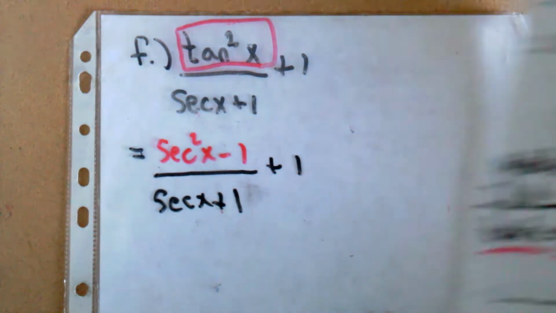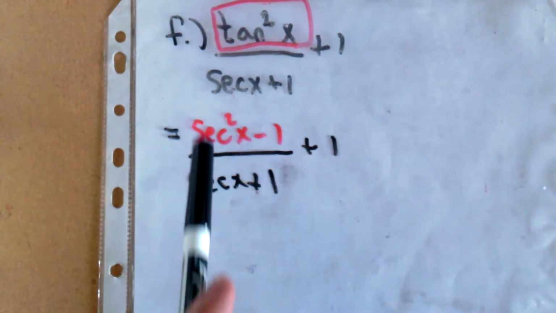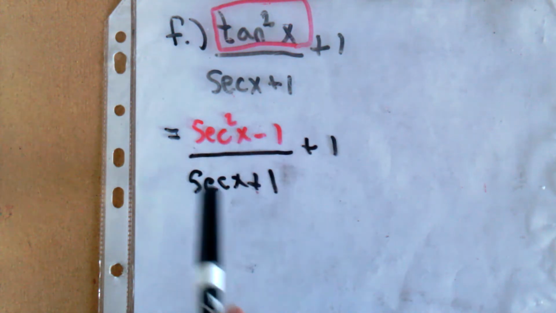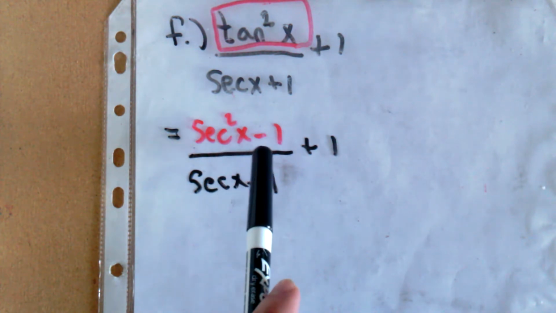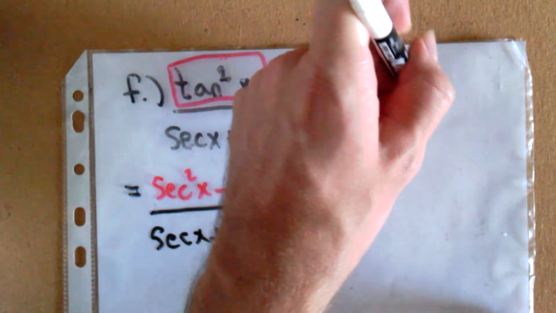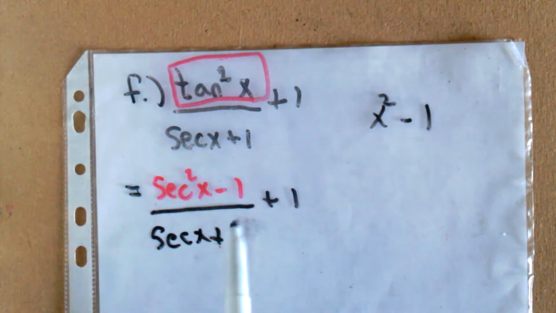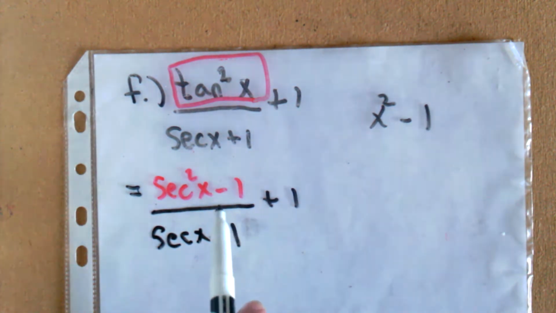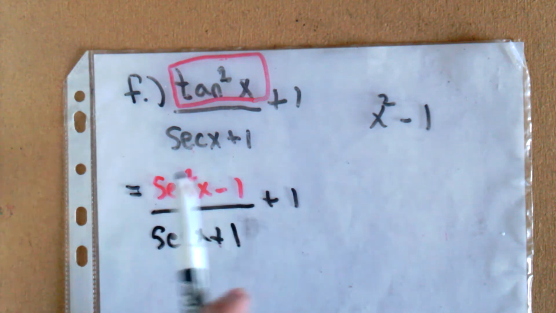Okay, so notice that still nothing cancels out or simplifies yet. So we still want to do something here so that we can cancel or simplify our fraction. Notice that secant squared minus 1 looks kind of like x squared minus 1 if we just replaced secant with x. When we have a squared variable minus a perfect square, we can actually factor it using our Punnett square. So let's go ahead and factor secant squared minus 1 using our Punnett square.